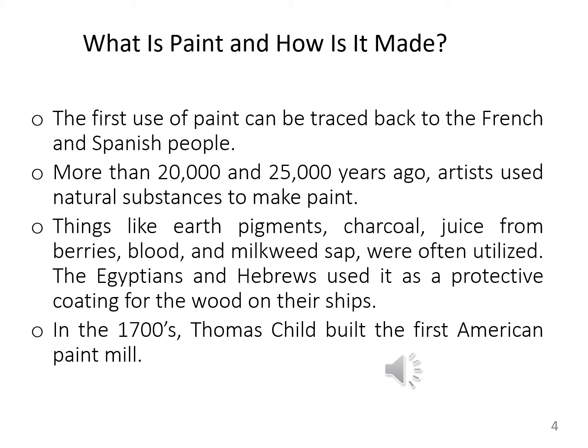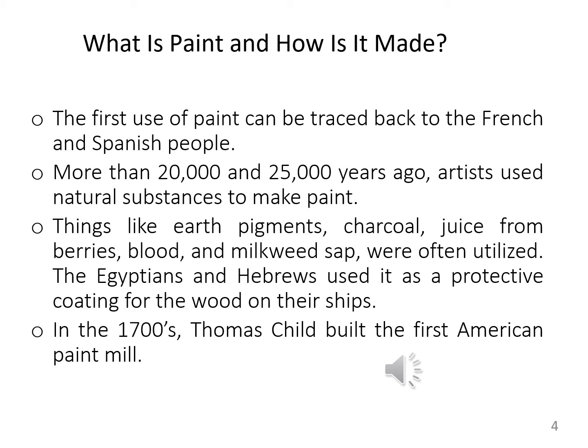What is paint and how is it made? The first use of paint can be traced back to the French and Spanish people. So firstly, the paints were utilized by some Spanish and French people. Earlier, the paints were used by some French and Spanish people. More than 20,000 and 25,000 years ago, artists used natural substances to make paints.